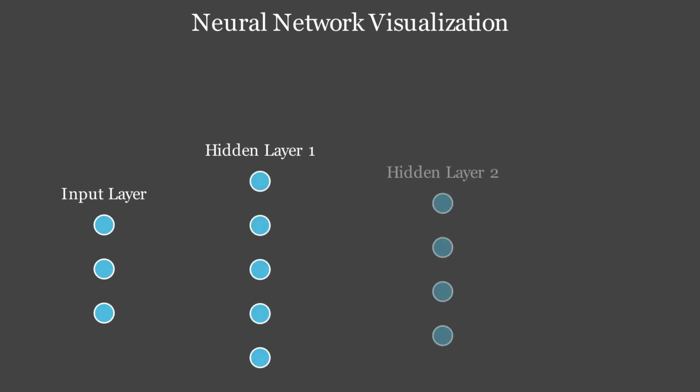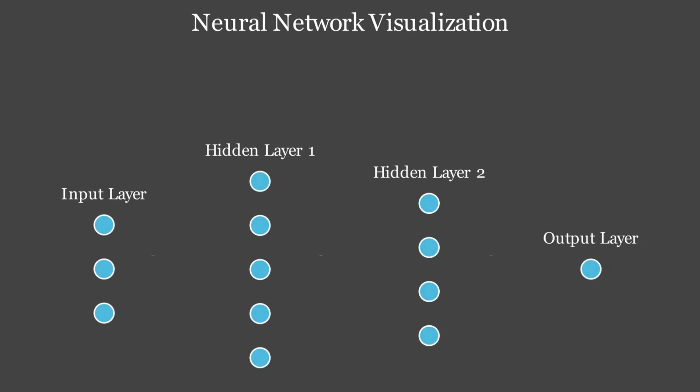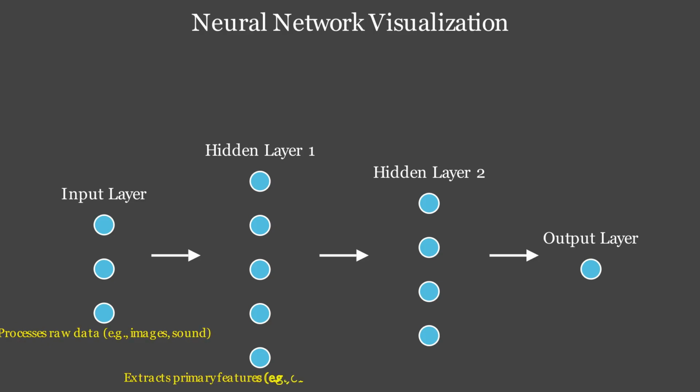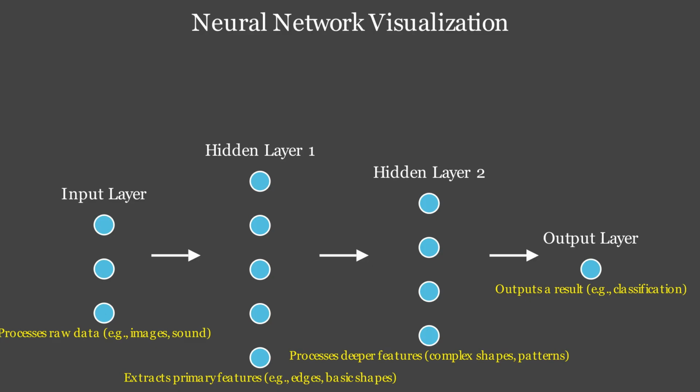Imagine a neural network as a series of layers, each one processing data and passing it to the next. The input layer receives raw data, like an image or a sound clip. The hidden layers, these are the deep part, extract features from the data, like edges in an image or phonemes in speech. Finally, the output layer gives us the result, like identifying a cat in a picture.